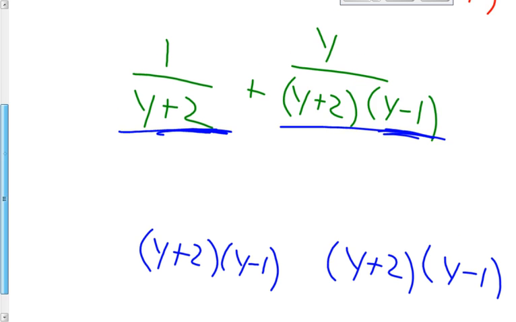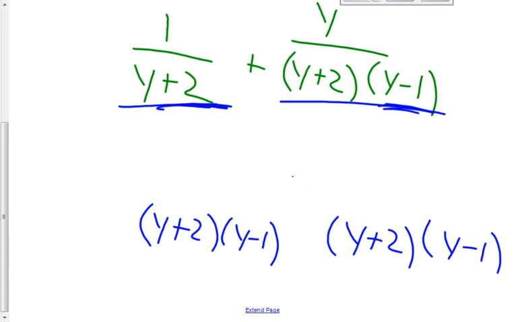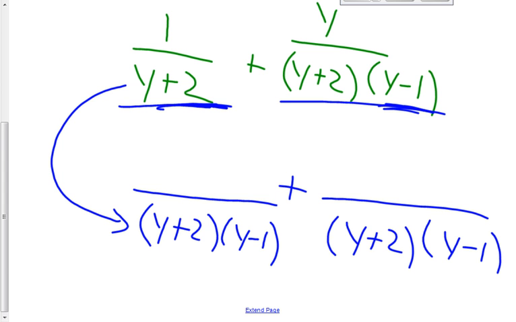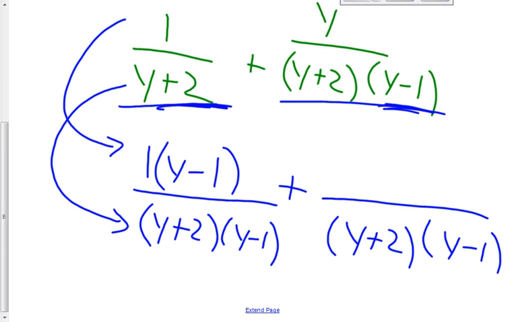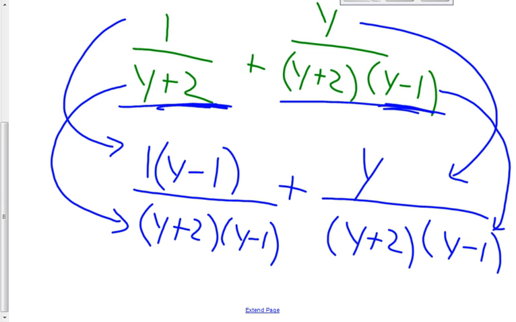And we're adding these two, correct? Yes. Alright, so what did you have to multiply this by to get to here? We had to multiply by y minus 1. So this 1 has to be multiplied by y minus 1. What did this have to be multiplied by to get to here? Nothing. So we're not going to multiply this by anything either. You're just going to get y.